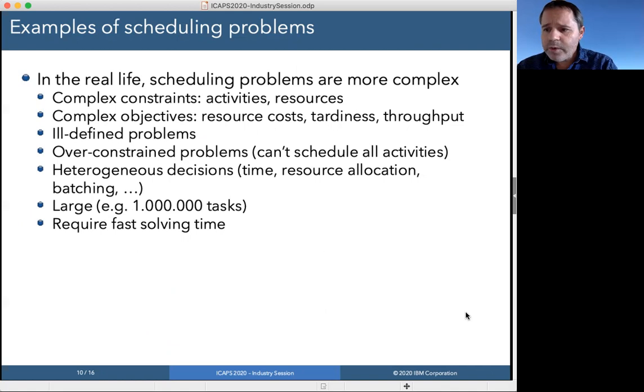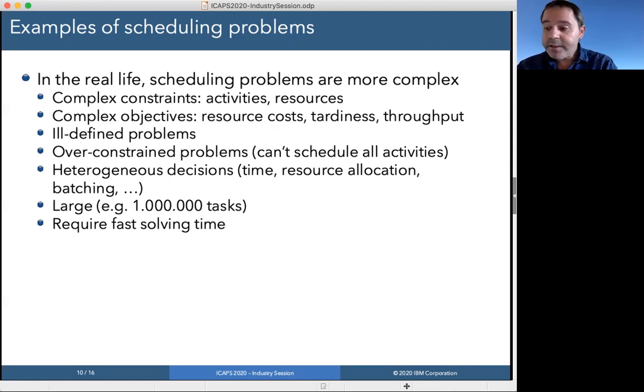In particular, you have complex activities and resources. Often there are different ways of executing an activity, for instance. Also, resources are complex machines, and they may process the activities by batches of limited capacities with setup times, things like that. The objective function is never as simple as a makespan.